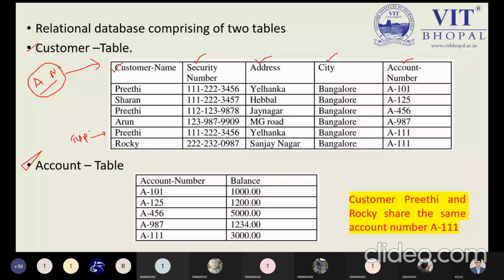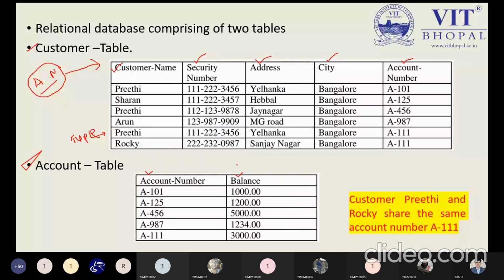If you look at only one column, suppose the address: Yelhanka, Habal, Jayanagar, MG Road, Yelhanka, and Sanjay Nagar, these are the values represented by the column name. In the account table, similarly, we have the account number and the balance. These are the two different attributes we have, and with the help of these two attributes, we have the account table.